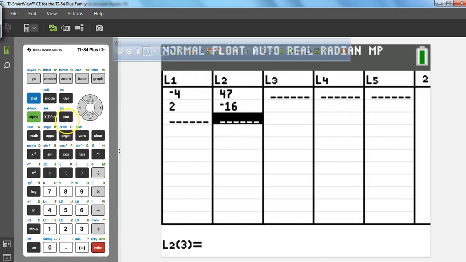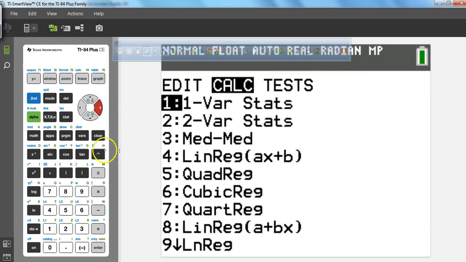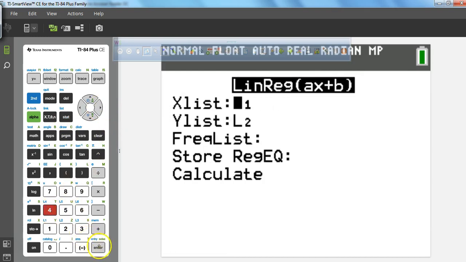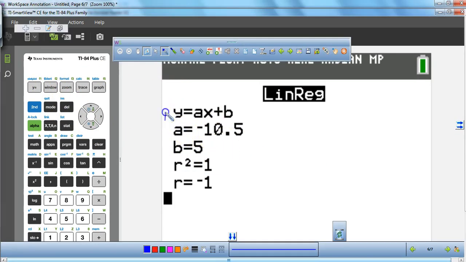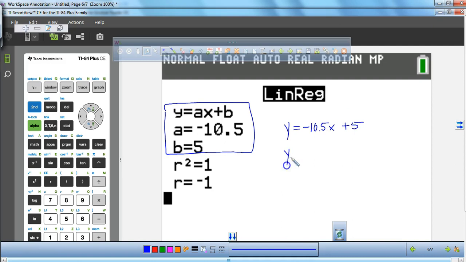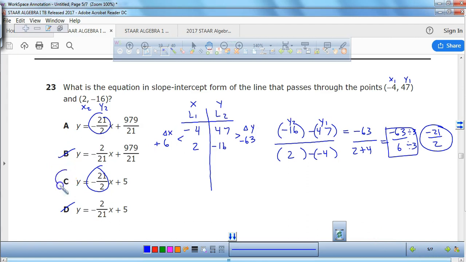All right, so we hit the stat, we hit the right arrow, go down to number 4, we press enter all the way down, and there you go. Look what it says. Now, this is our correlation coefficient, stuff like that. You don't have to worry about those. I have the diagnostics on right now. All right, so there is our answer in slope-intercept form, -10.5x plus 5. Now what is negative 10.5? That's negative 21 over 2, which we found. And there's our y-intercept right there. So what does that end up becoming? That's our answer choice C right here.